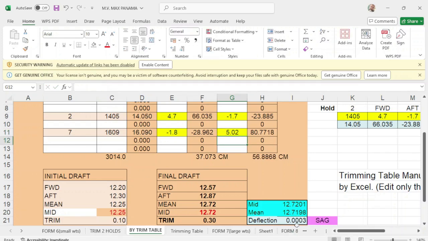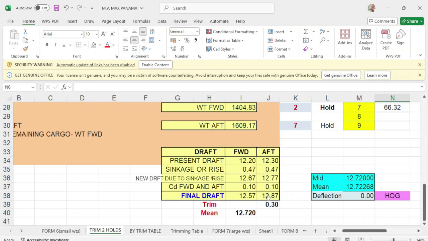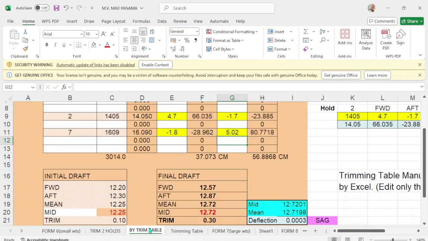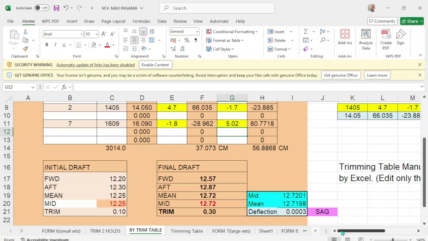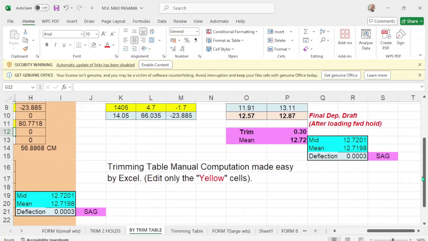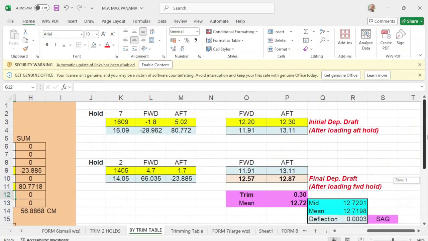Then you have a positive sign here. Your drop forward is 12.57. Up drop is 12.87. You have zero deflection here, and your trim is 30. Okay, so that's it. And here's another solution of your trim table.